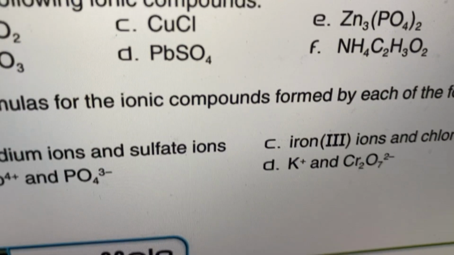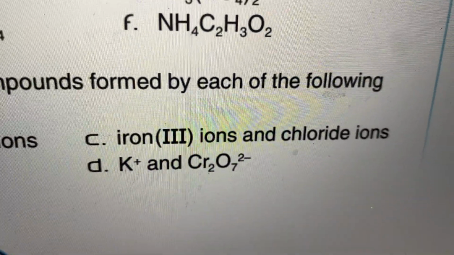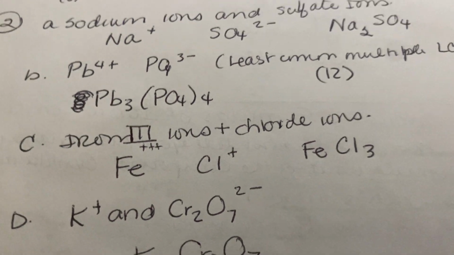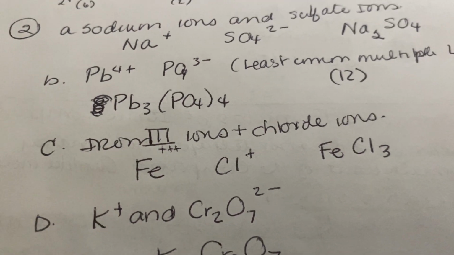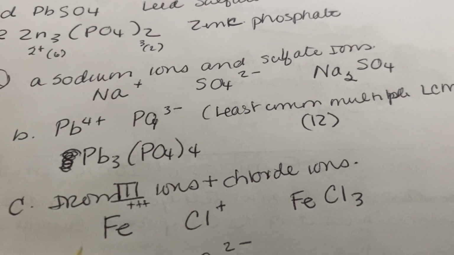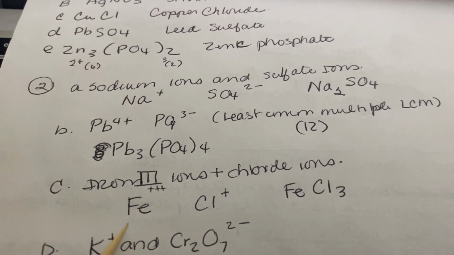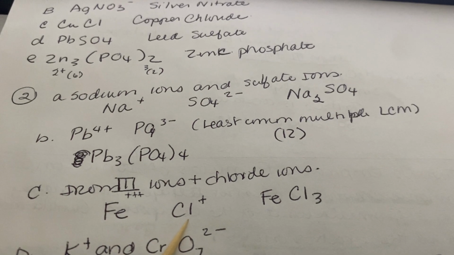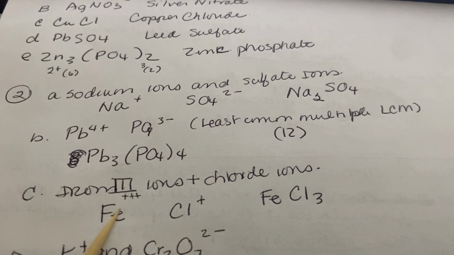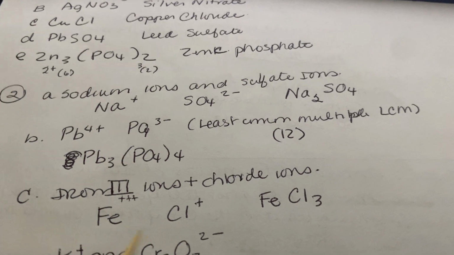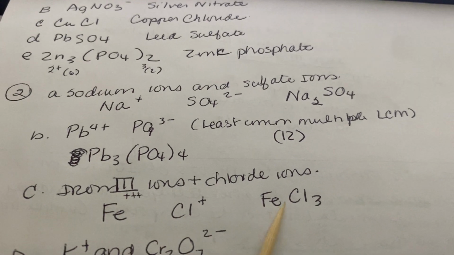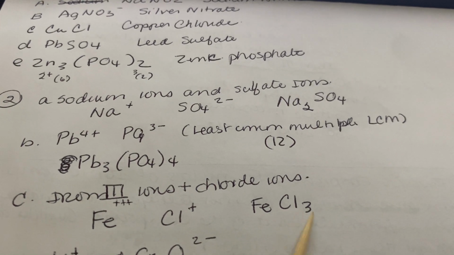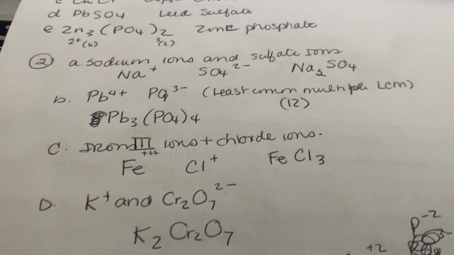Let's look at your problem. Iron 3 ions and chloride ions. So let's look how. Iron 3, the 3 means it has a positive 3, right? So here we have iron with 3 little pluses there. And chlorine only has 1. So now that you know that these have 3, you're going to have 3 chlorines. So it's Fe is iron, and then you need 3 of these, chlorine, to balance it out.